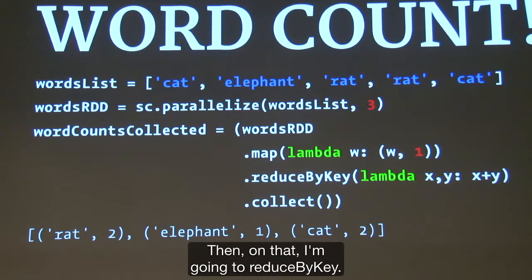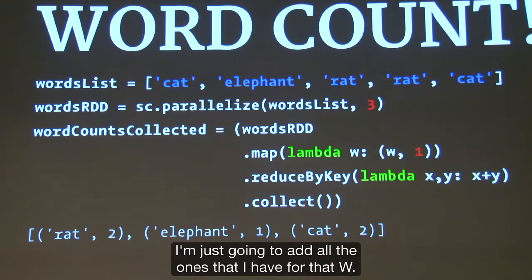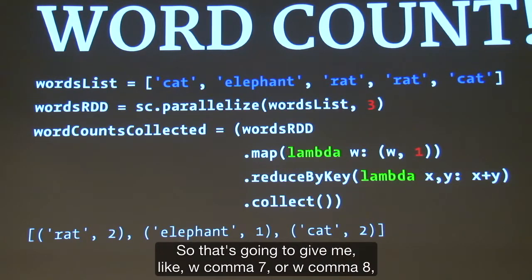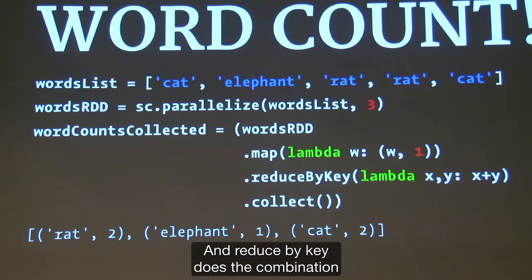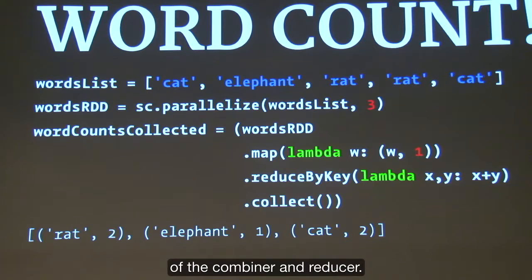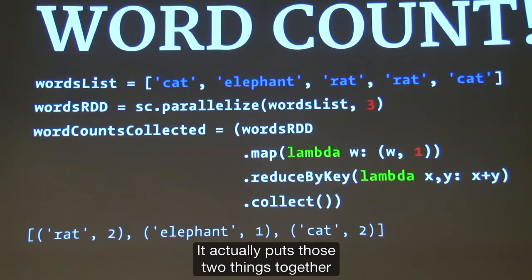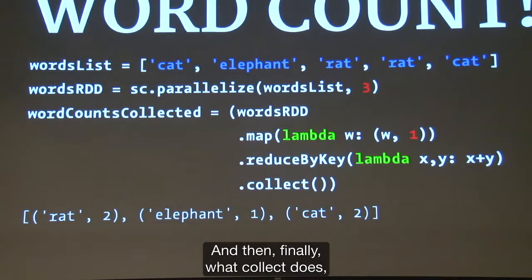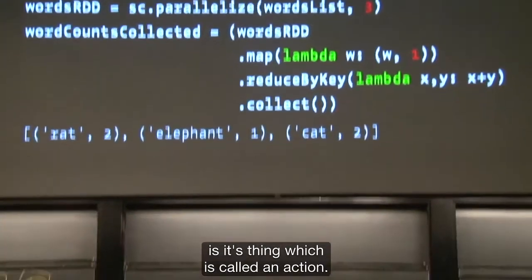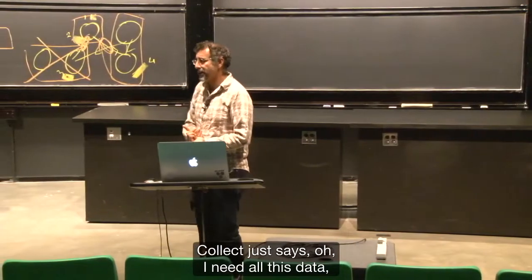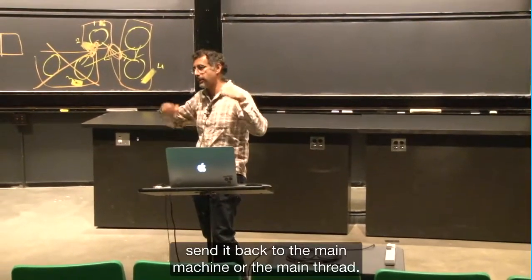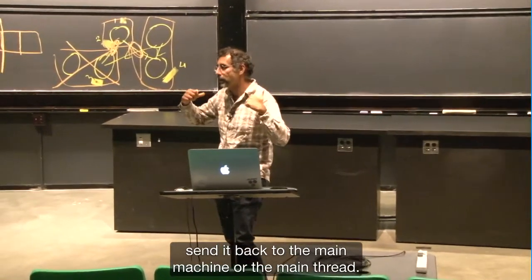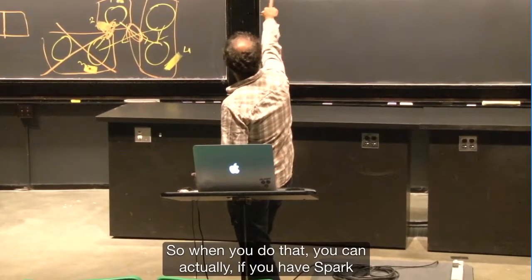Then on that, I'm going to reduce by key. I'm just going to add all the ones that I have for that W. So that's going to give me W comma 7 or W comma 8 or W comma 9. And reduce by key does the combination of the combiner and reducer. It actually puts those two things together that Verena was talking about. And then finally, what collect does is this thing which is called an action. Collect just says, oh, I need all this data. Send it back to the main machine or the main thread. And that's it. So when you do that, this is the answer.